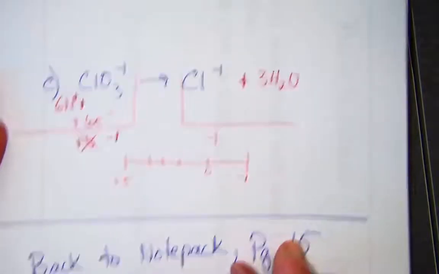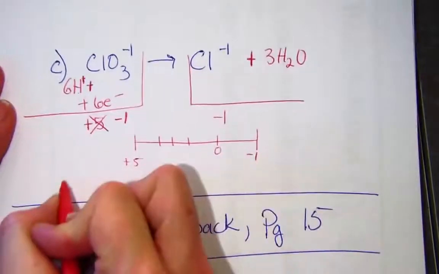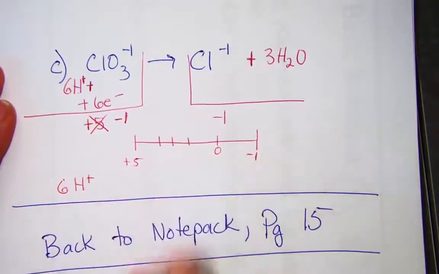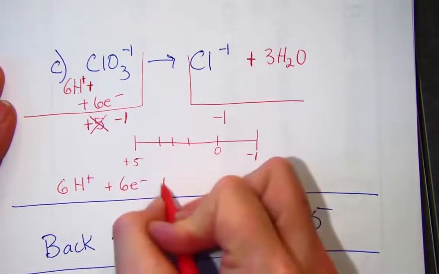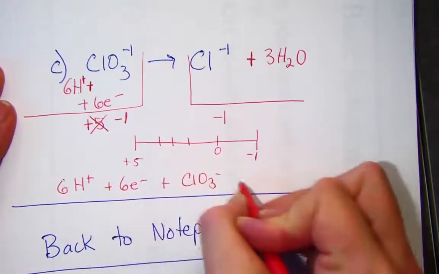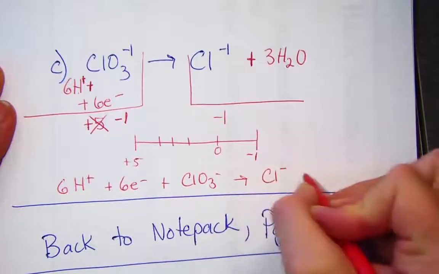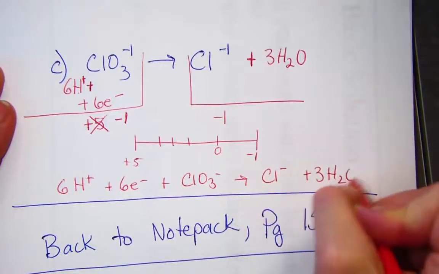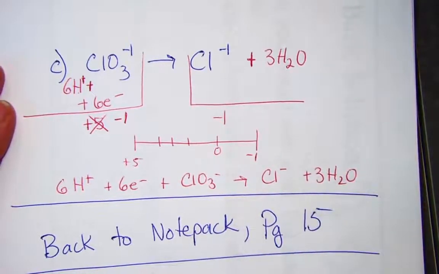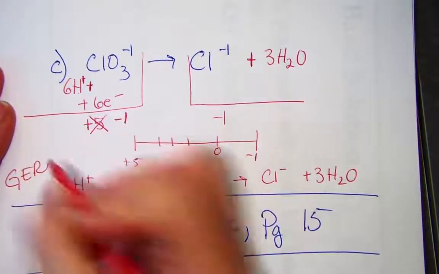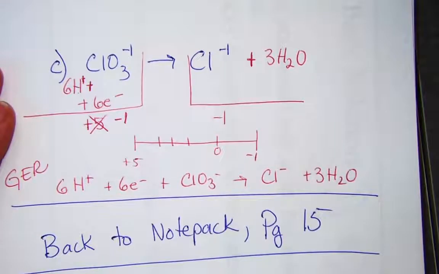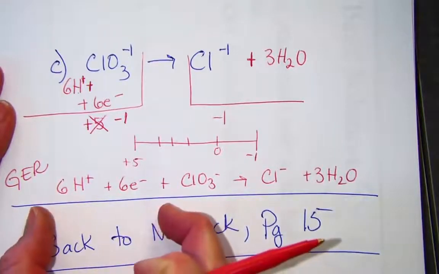The half reaction, if I were to just clean up my answer and write it out, would look like 6 positive protons plus 6 negative electrons plus the chlorate yields chloride and 3 waters. We added the electrons to the left, making this a GR half reaction, a reduction. Gaining electrons, reduction.